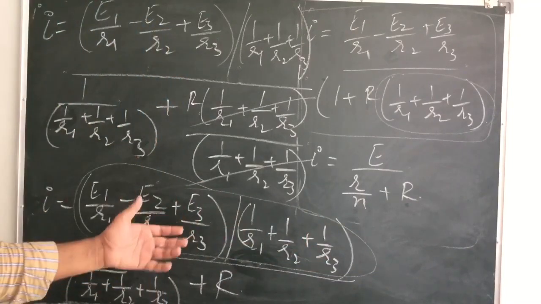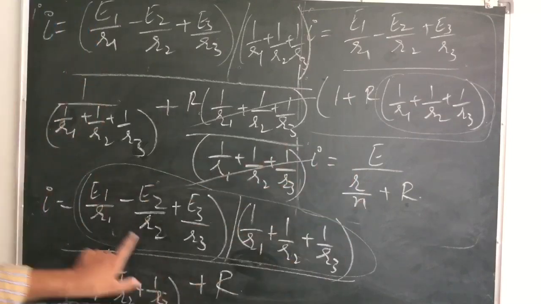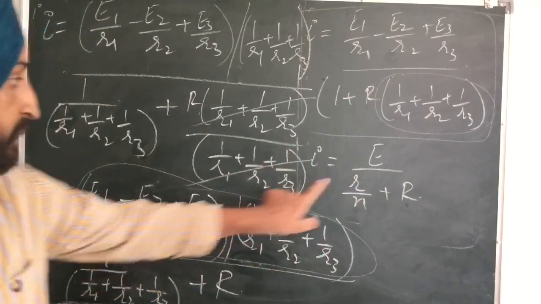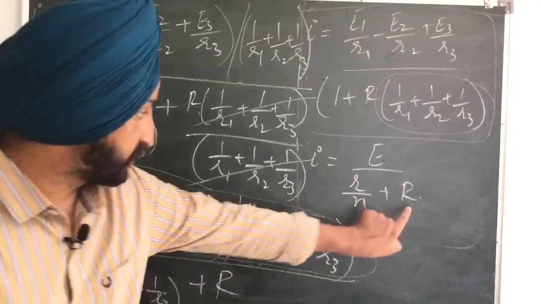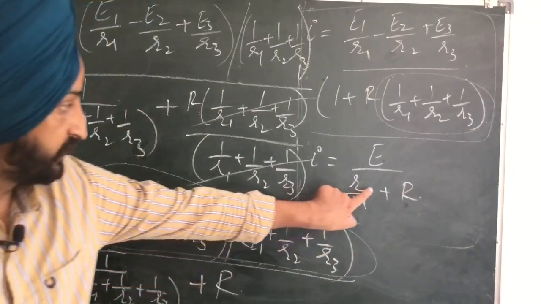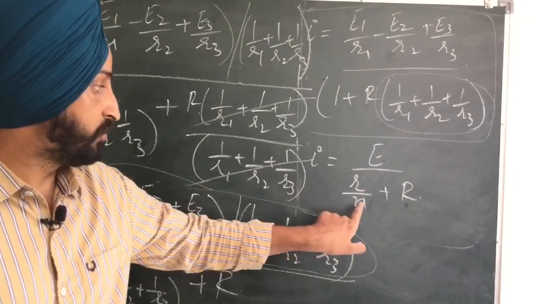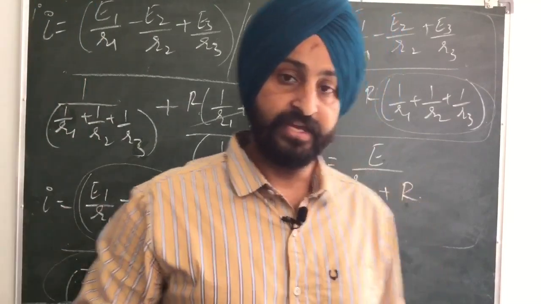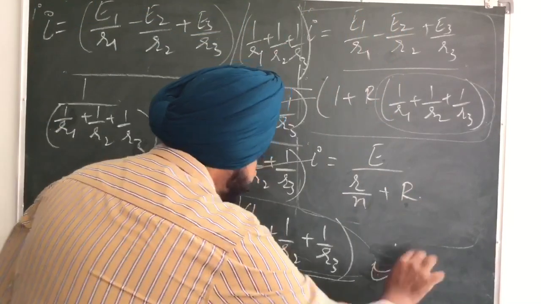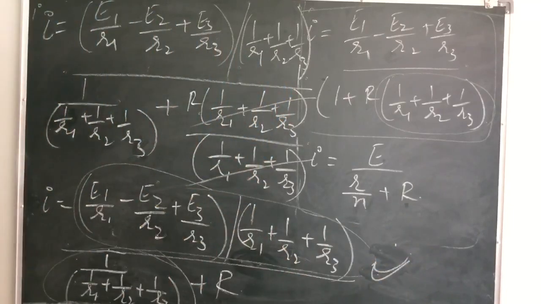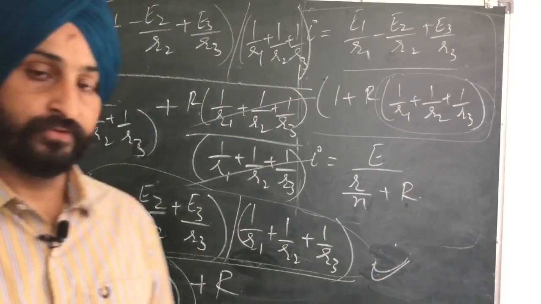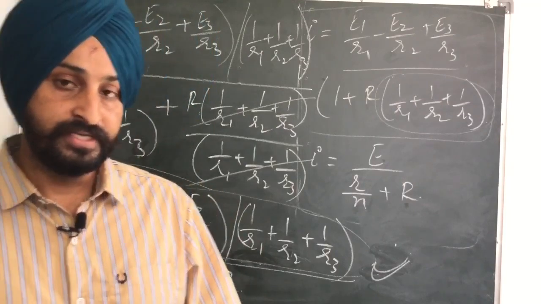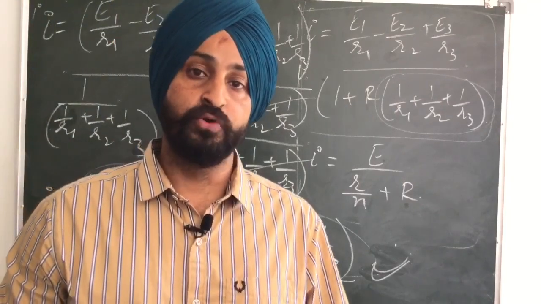Now we can easily compare this equation with this. So this entire term is our net EMF. Here is our external resistance R. So this was the total internal resistance. Now in this case, our total internal resistance would be equal to this value. In this way, this is our formula which we get when we have a cell which is connected in opposite order.